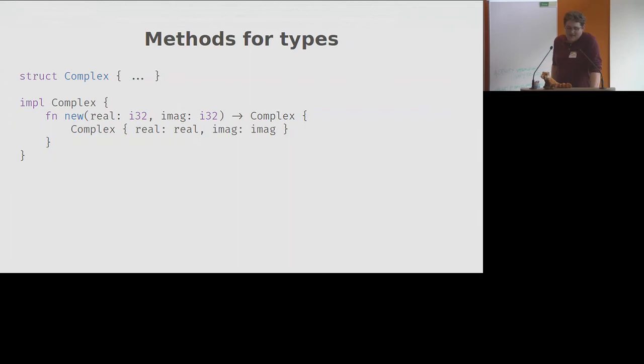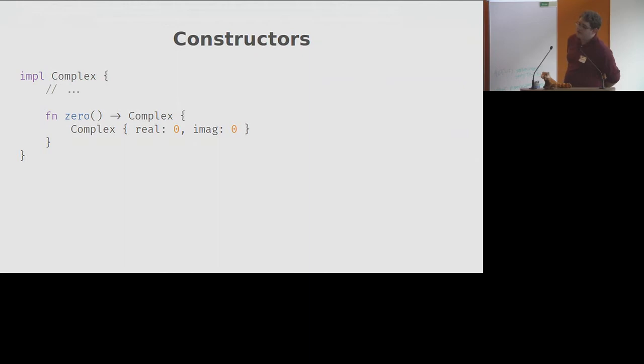But the new method name is not special. It's only by convention. So we could have other constructors. For example, here is a zero constructor for complex numbers. It takes no parameters, and it returns the zero complex number. There's actually a trait in the, I think it's in the standard library, that is zero, but we aren't going to use it today.